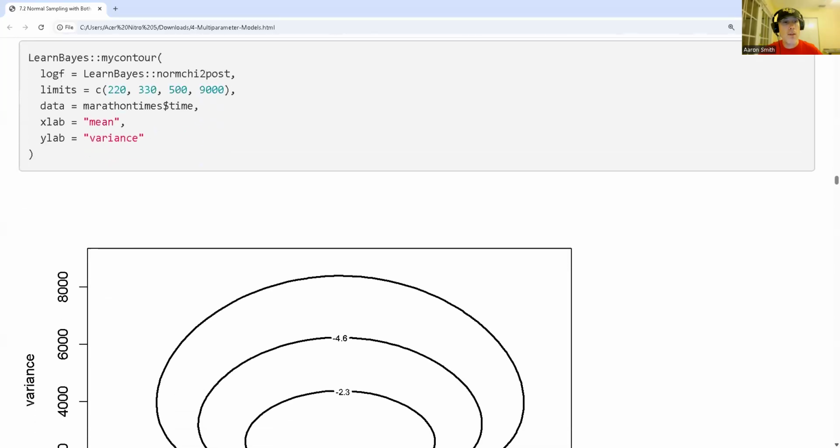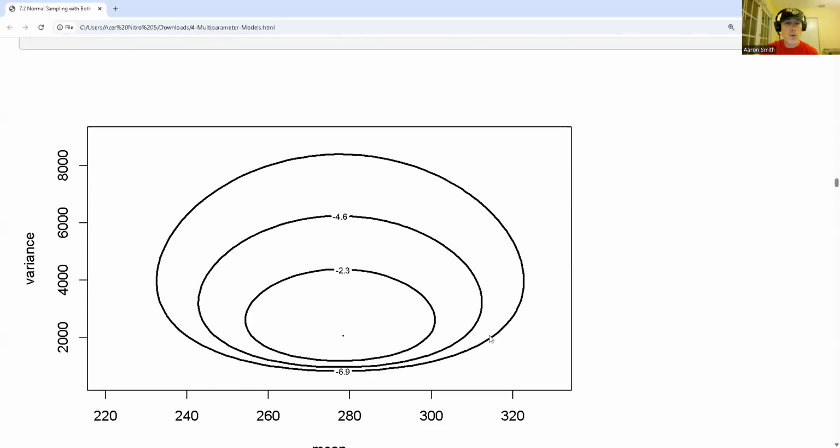All right, so let's go ahead and take our marathon data, and then we're going to take the mean and the variance and do a contour plot on our posterior. Okay, so with a contour plot, and this is actually the log of the density, that's why we have negative numbers on there. We see that this point here is the most likely.